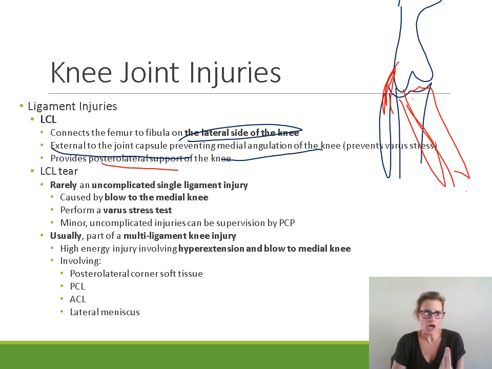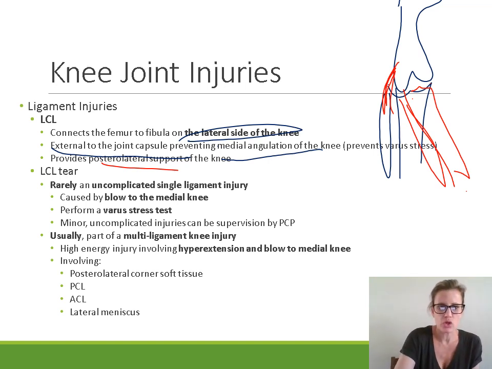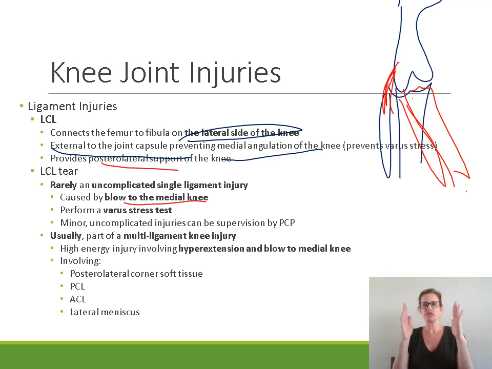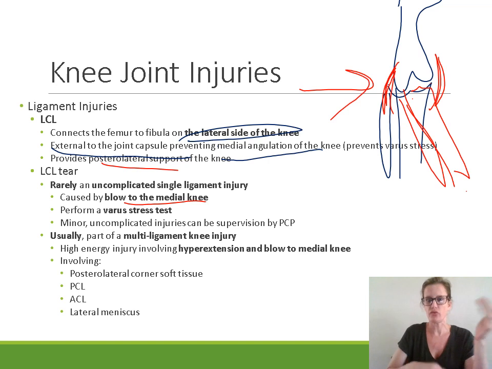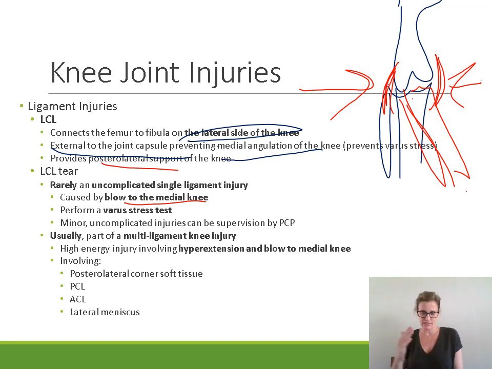LCL tears, rarely does a patient have just injury to the LCL, the lateral collateral ligament. One of the reasons for this is the way that the LCL is torn is from a blow to the medial knee. So if you're thinking about your knees, if we tear the MCL, it happens from a blow from the outside. That's pretty common. If something's going to come at you, it's normally going to come at you from the outside, from the lateral side. Tearing the LCL usually happens because of a blow from the medial aspect of the leg, the inside.